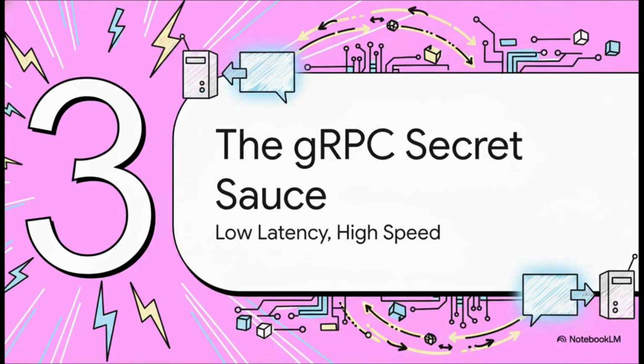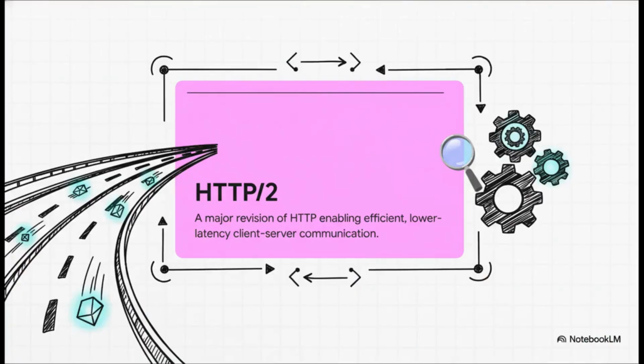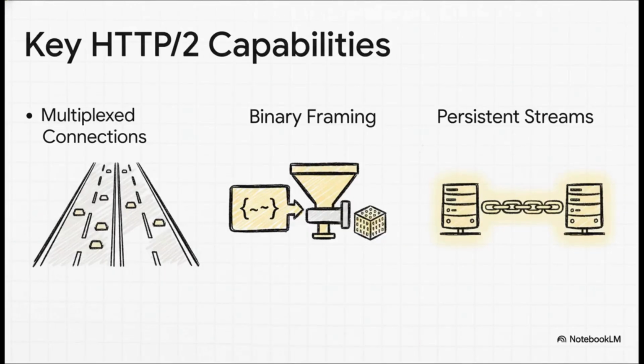Okay, so how does this new foundation actually translate into real-world speed? What's the secret sauce here? Let's break down the core pieces that make gRPC so incredibly fast and efficient for these kinds of jobs. The heart of gRPC is HTTP/2. This is the superhighway all the data travels on. And it's not just a minor update from HTTP/1.1. It's a total overhaul that opens up a whole new world of possibilities that just weren't possible before. So with multiplexing, you can send a bunch of requests and get responses all at the same time over one single connection. No more waiting in line.